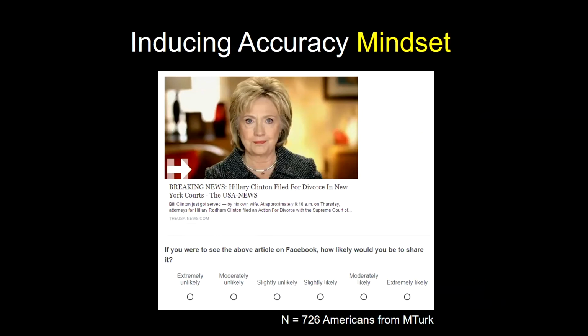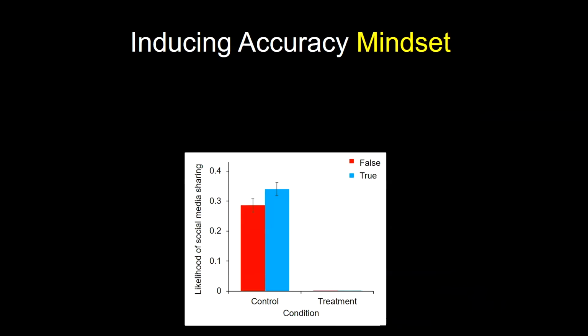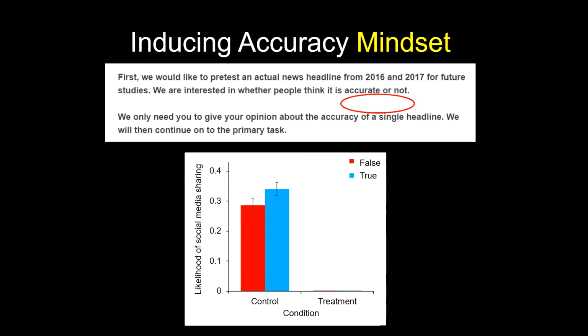For example, in this particular study, we had 726 Americans look at a series of true and false headlines and indicate if they were to see it on Facebook, how likely they would be to share it. In the control condition, that's all that happens. And I'll show you the likelihood of sharing on the y-axis here. For the false headlines in red and the true headlines in blue, you see people who are only slightly more likely to say they would share true headlines than false headlines, and they would seem quite willing to share a lot of false headlines.